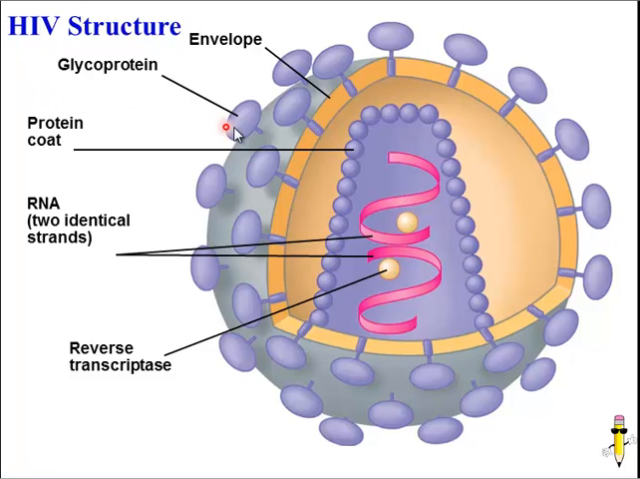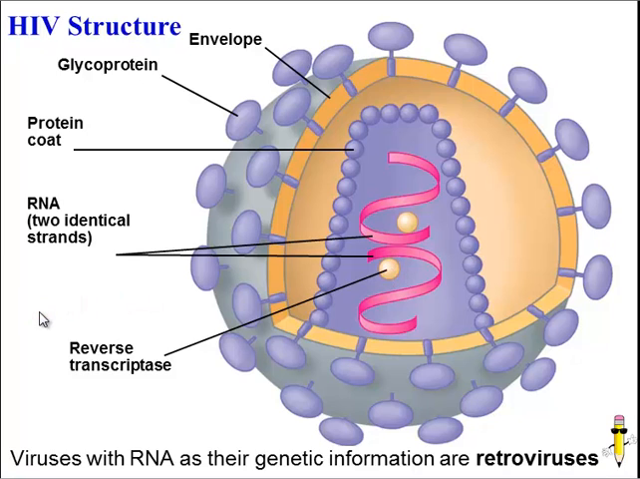Now let's take a close look at HIV, because HIV works a little bit differently. If you look at its structure, first of all, it's got an extra layer around its protein coat. It's got an envelope with glycoproteins. Those are sugar proteins. The other interesting thing about HIV is that it has RNA as its genetic material, not DNA. It also has a special enzyme called reverse transcriptase, which does just that. It transcribes RNA back into DNA. So because these viruses have RNA as their genetic material, they're known as retroviruses.